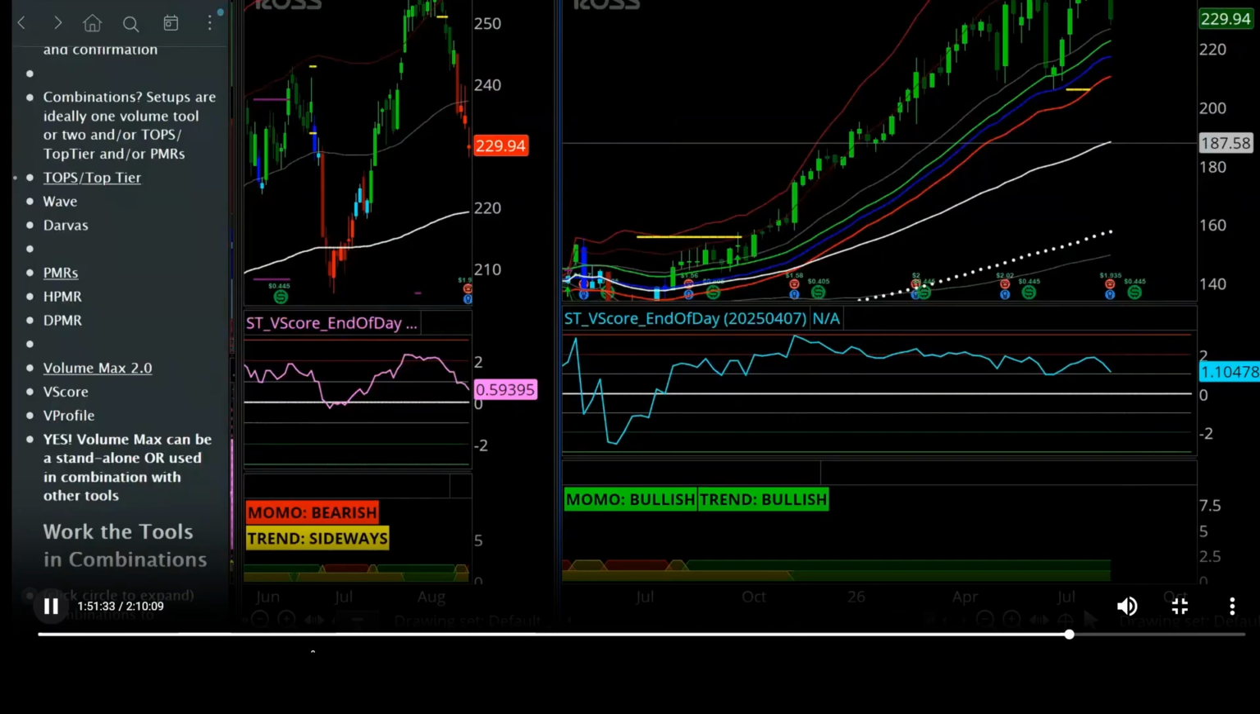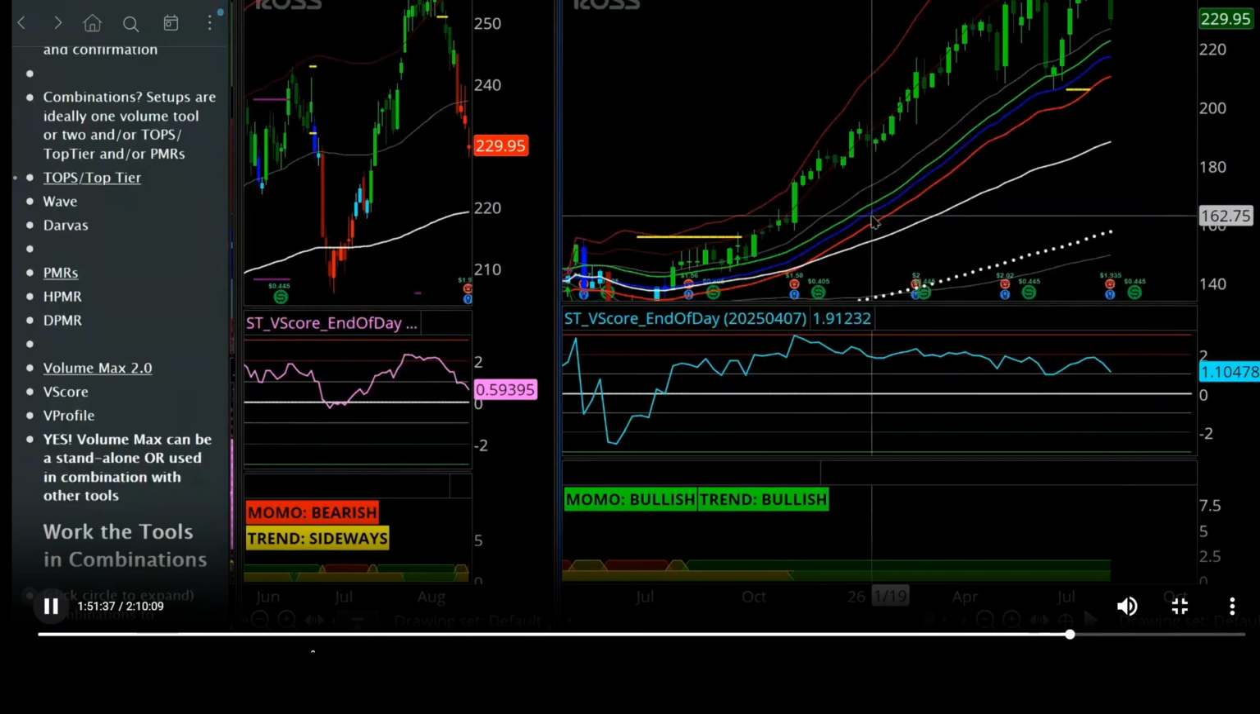So Ram, that's how I look at each individual time frame. Most people will look at the time frames and want one to agree with the other. We're looking for what each one is showing us in terms of structure, levels, and that VScore reading.